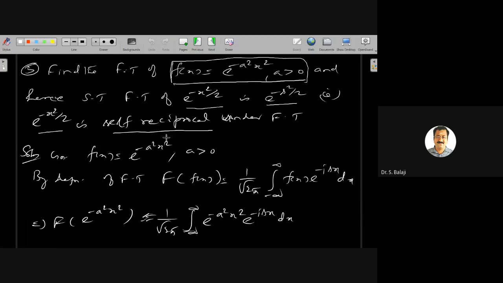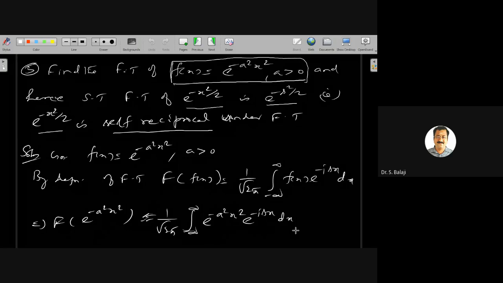Therefore, instead of f of x, substitute e power minus a square x square. The Fourier transform of e power minus a square x square equals 1 by root of 2 pi integral from minus infinity to infinity e power minus a square x square times e power minus isx dx.